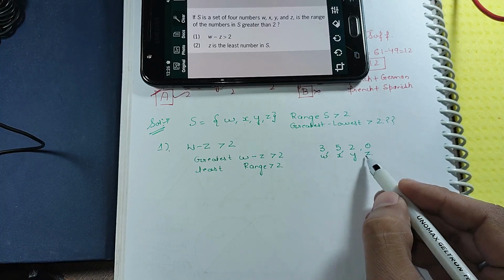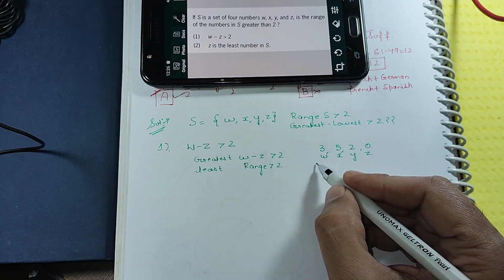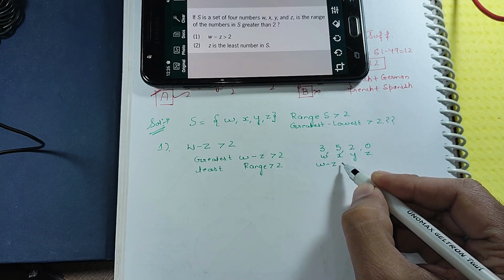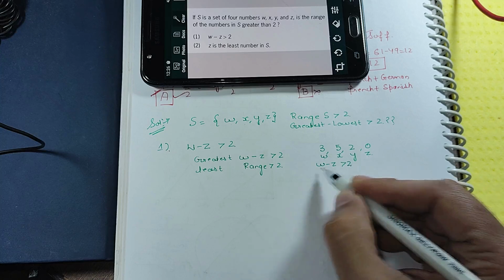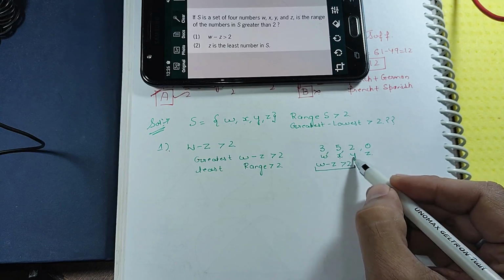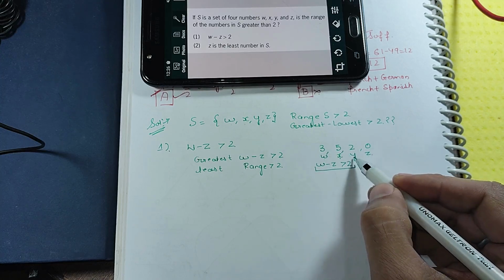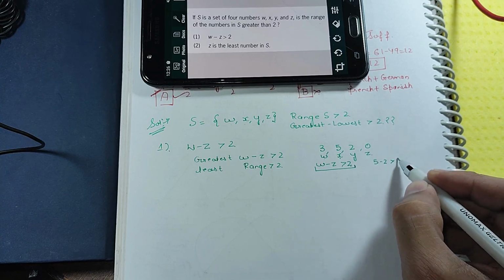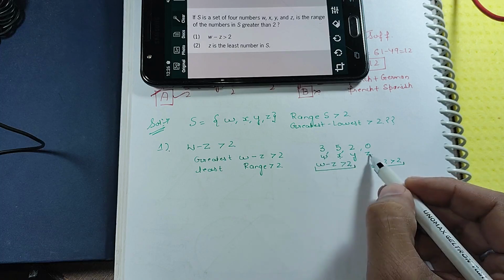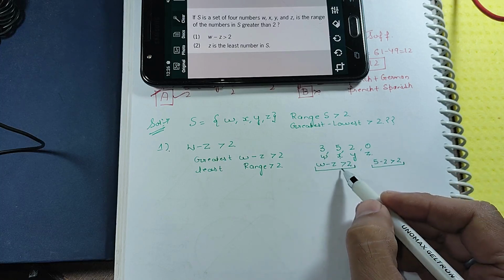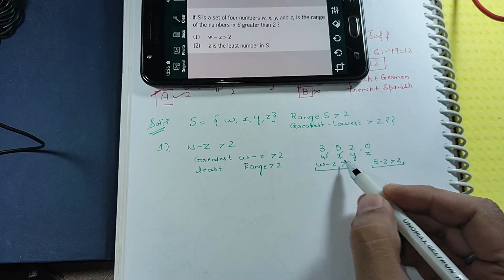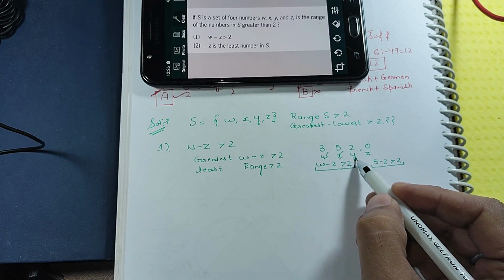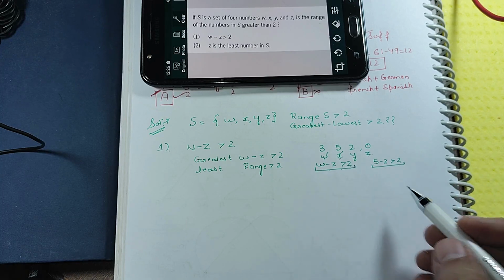Because W minus Z, we need to keep that greater than 2. So W minus Z is 3 minus 0, which is greater than 2. Now, since X is greatest and Y is the lowest, their difference is 5 minus 2, which is greater than 2. Since W and Z are not the greatest and the least, even though their difference is greater than 2, if X and Y are greatest and least, their difference would be greater than this.